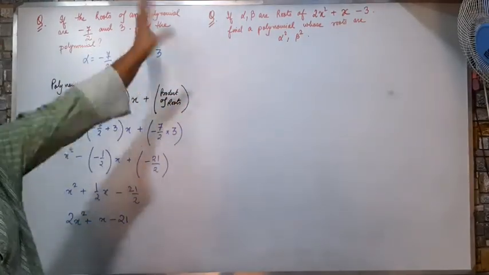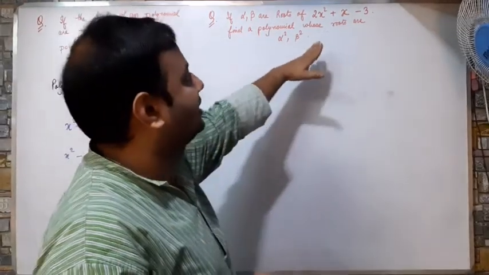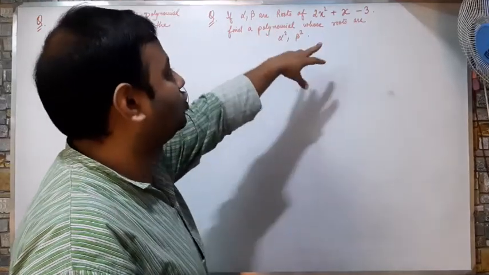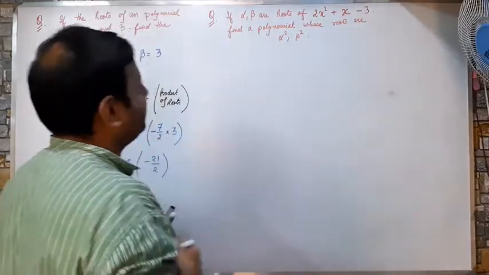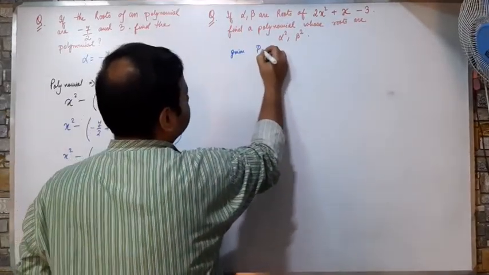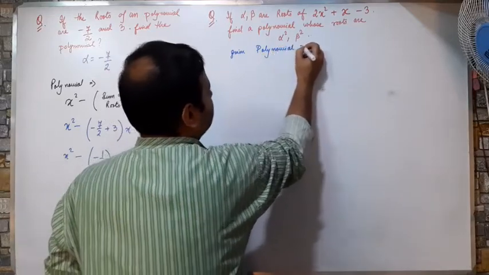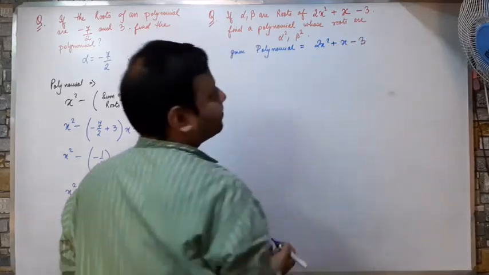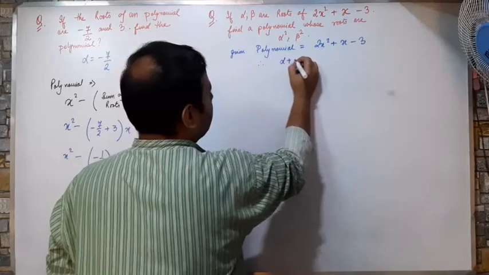So this is the question. If alpha, beta are the roots of a given equation, find a polynomial whose roots will be alpha square and beta square. So first I will write the given polynomial. What is the given polynomial? 2x square plus x minus 3. Correct? I will write here, therefore alpha plus beta.